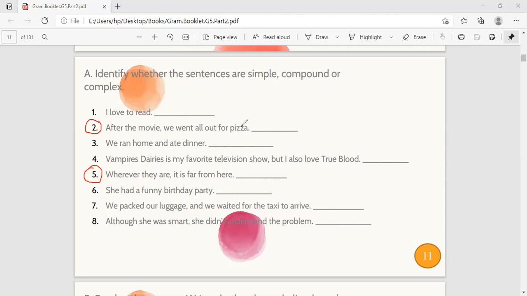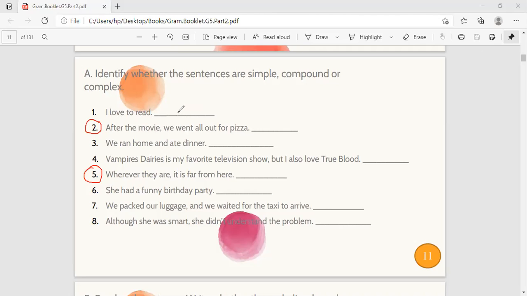Who knows what the type of this sentence is? I choose the students who haven't participated. Kareem, what is the type of the sentence? Do you know? After the movie, we went all out for pizza. Complex. Why did you say it is complex?